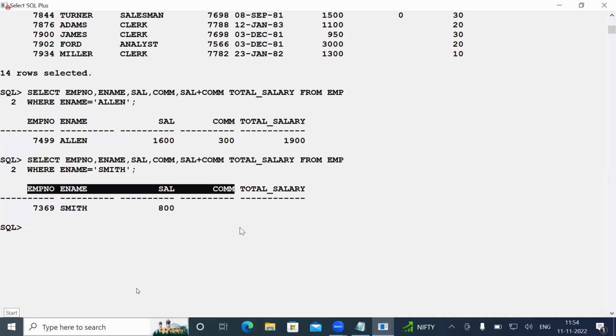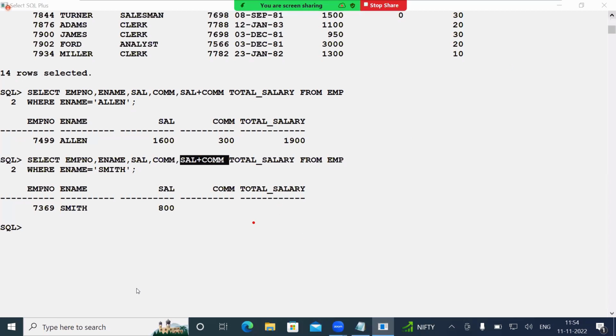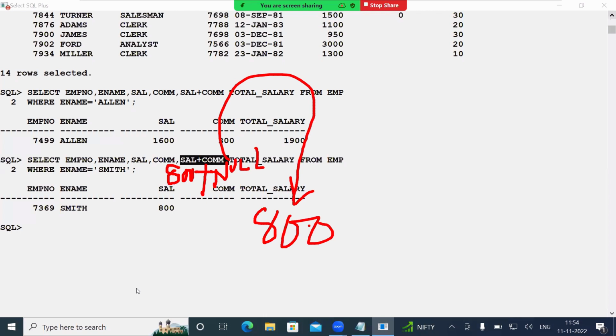But next I'm calculating total salary, that means salary plus commission. Salary, how much here? 800. 800 plus commission, how much here? Nothing. Null. So how much total salary am I expecting here? Because this employee was not taking any commission, what is the total salary of this employee? 800.